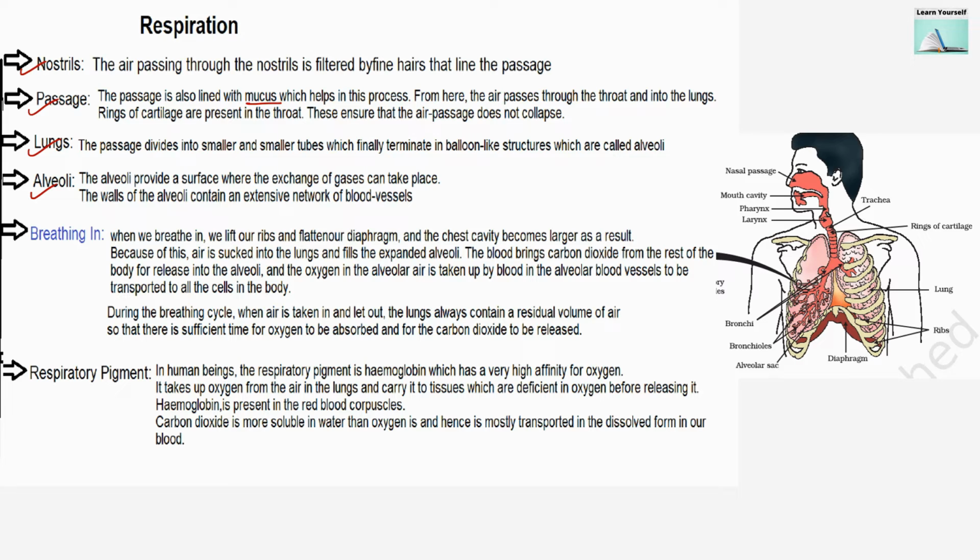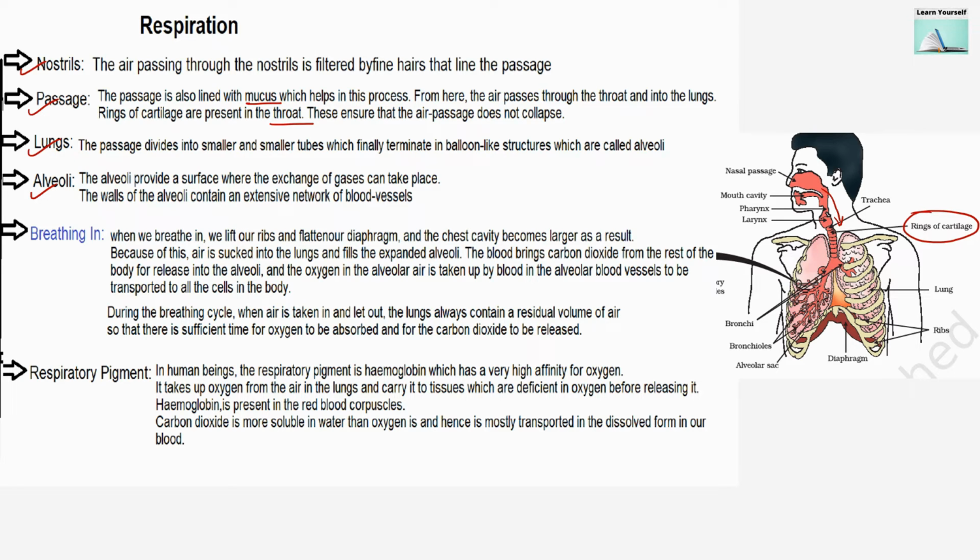From here, the air passes through the throat into the lungs. Rings of cartilage are present in the throat. This ensures that the air passage does not collapse. You can see these rings here in the figure. Once the air comes down from the throat to the passage, these rings of cartilage help so that the passage will not collapse and the air will pass part by part, and here the mucus will help the air to pass through it.